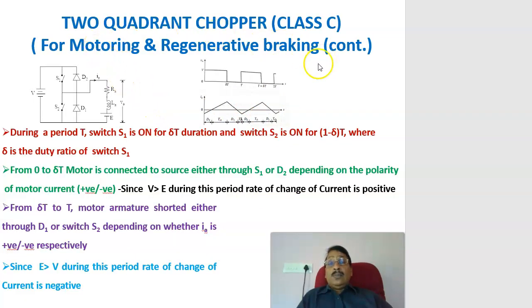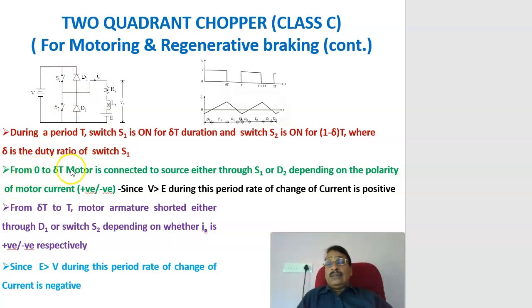Continuing with the two-quadrant chopper, Class C chopper for motoring and regenerative braking. During a period T, switch S1 is on for a duration delta T and S2 is on for a duration of 1 minus delta times T, where delta is the duty ratio of the switch S1.